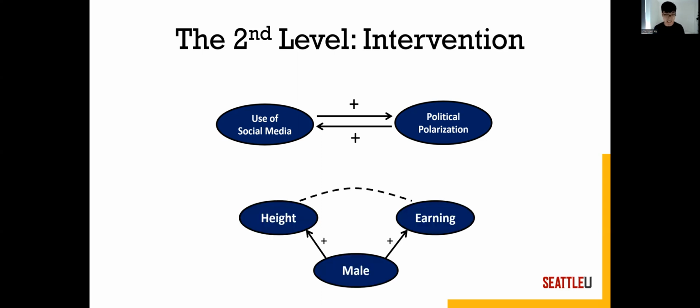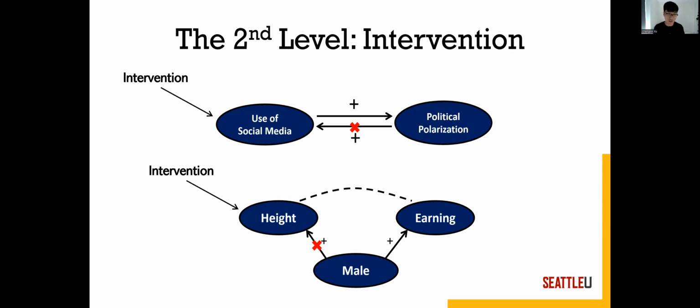And also the height and earning. The height can be influenced by male, and so we actually don't know what if male is being controlled. What if the gender is something we consider, and what's going to happen if we take the gender under consideration, right? So the strategy here is intervention, which means we manipulate the change. We make the change on the variable that we want to look at.